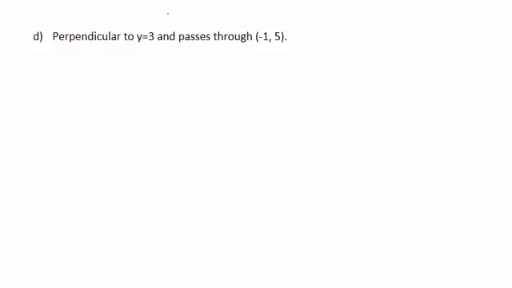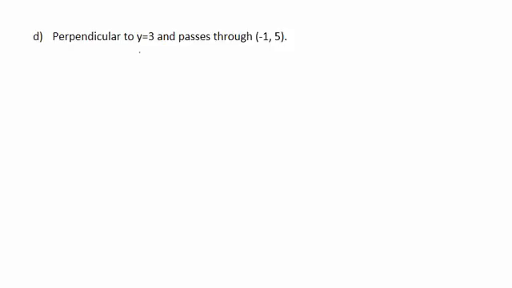So the final example says, find the equation of a line that is perpendicular to y equals 3 and passes through the point -1, 5. So we could go about this the way we have been, in that we plug in our value of our slope and point into the slope point formula, and then simplify to get our slope y-intercept form. However, there is a quicker way to solve this, and I'm going to show you how.